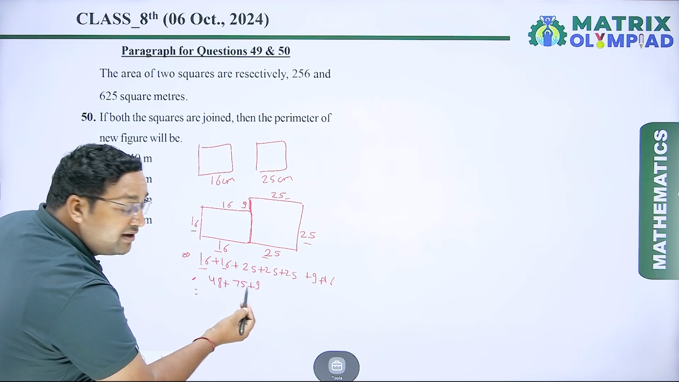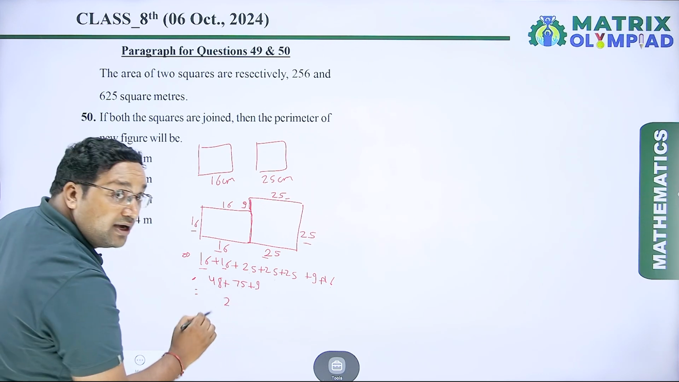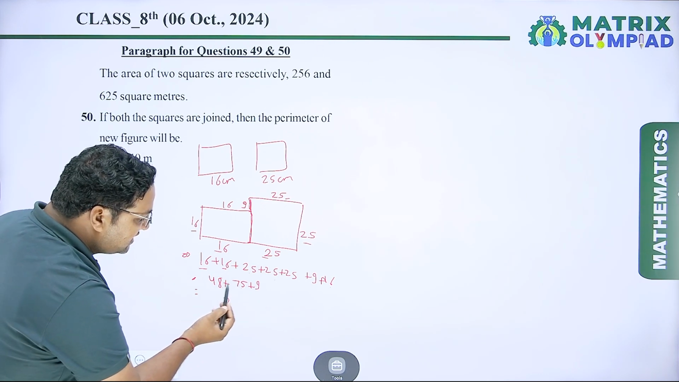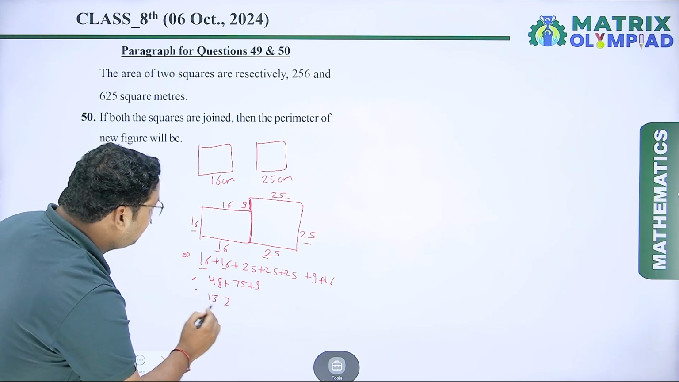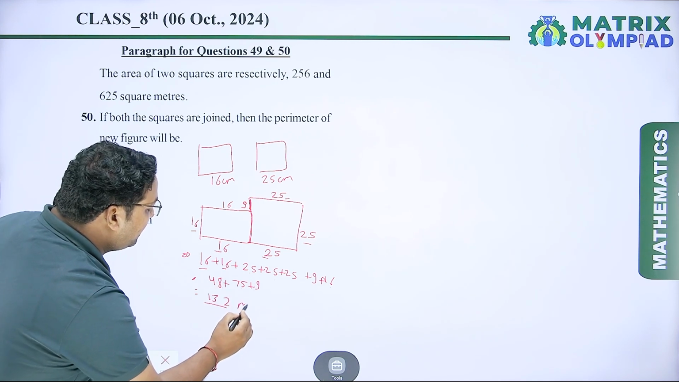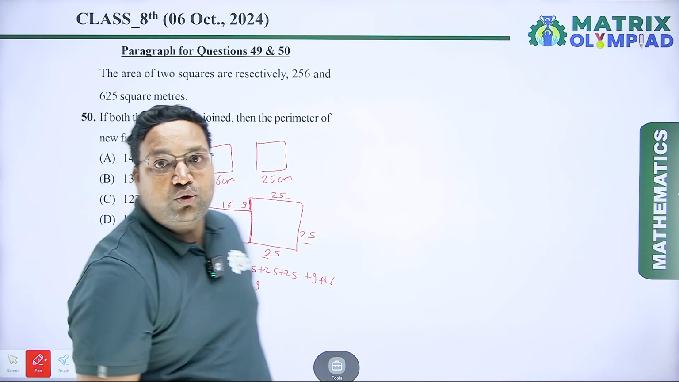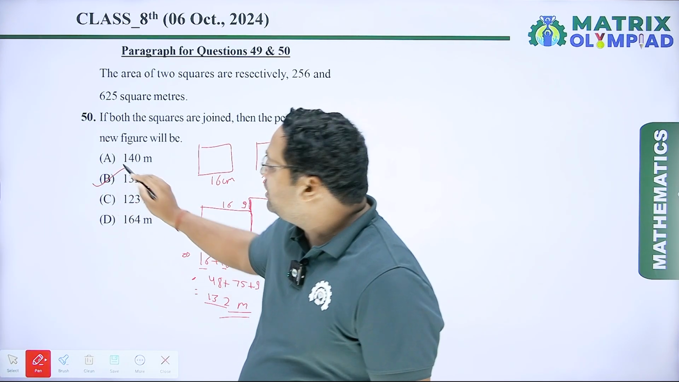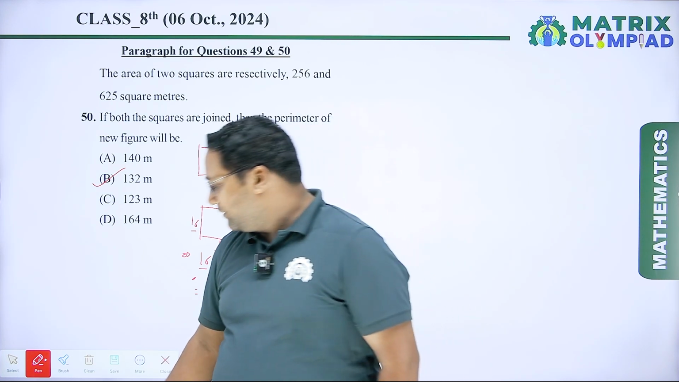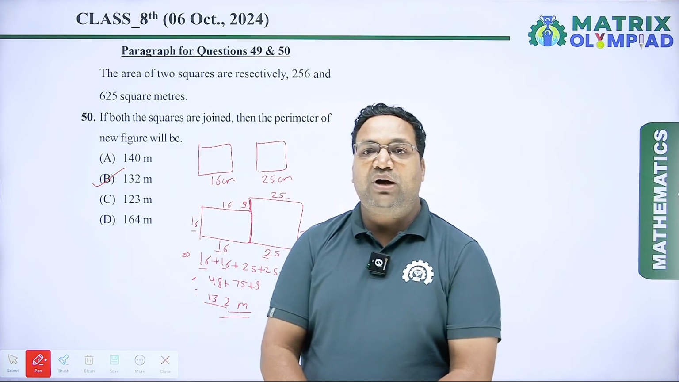8 plus 5 is 13. 13 plus 9 is 22. Carry 2. 4 plus 2 is 6. 6 plus 7 is 13. So it is 132. And the unit given is meter. So perimeter is 132 meter, which is option number B. So the correct option is B. That's all for the mathematics part.